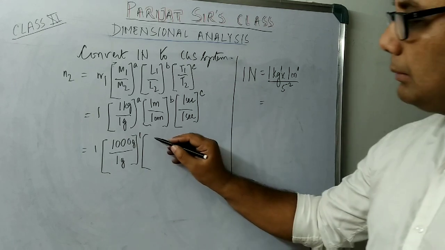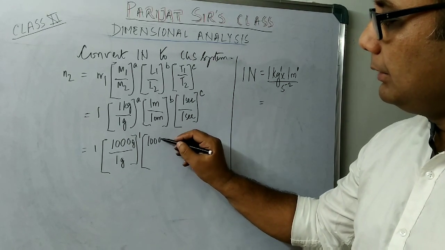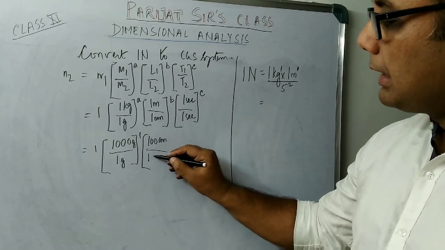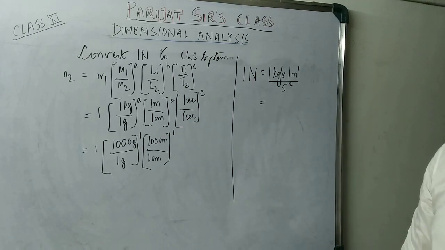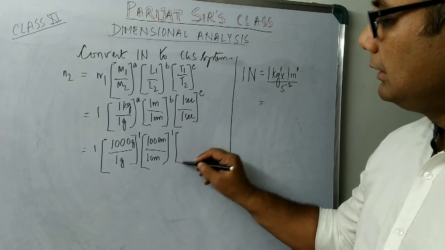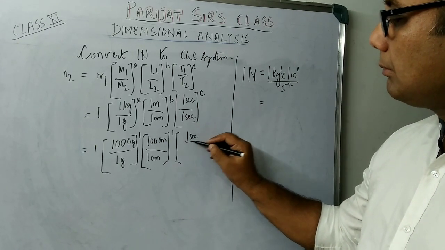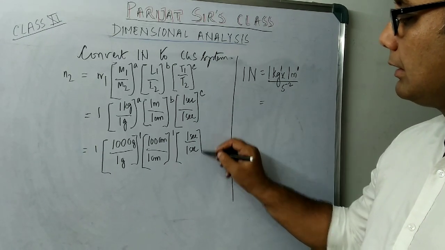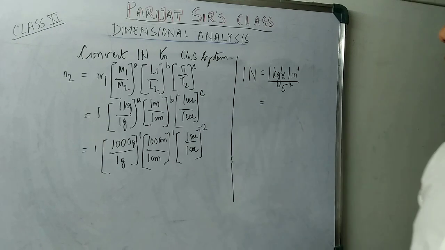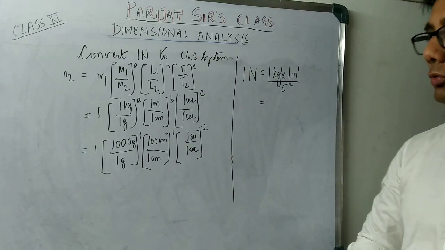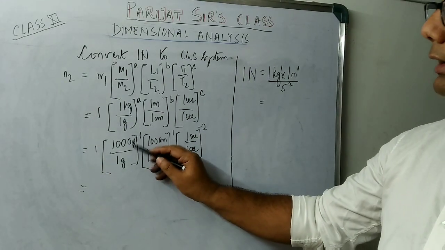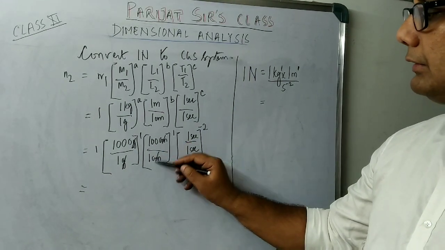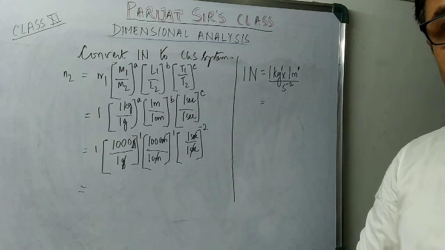Next come to the meter. 1 meter means 100 centimeter by 1 centimeter, and the power is again 1. Similarly, 1 second by 1 second, and the power is -2 because time's power is -2. So how much are we getting? So we are getting here gram cuts, centimeter cuts, second cuts.